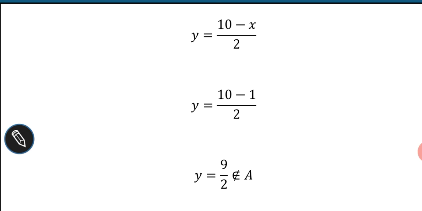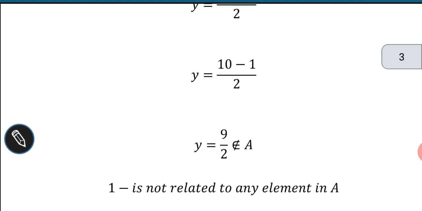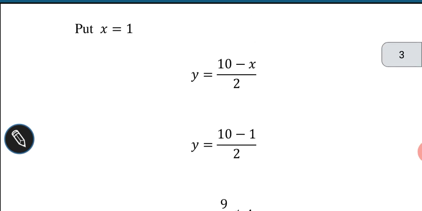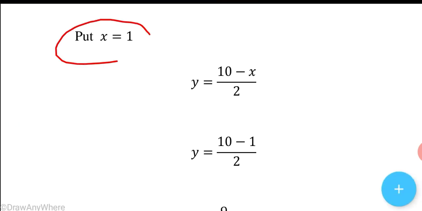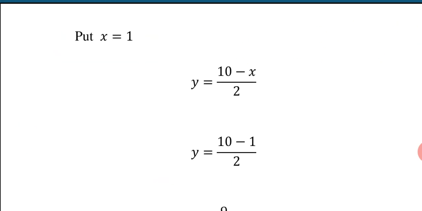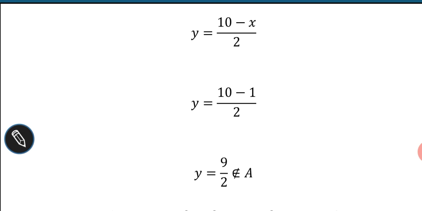So y is equal to 9 by 2, but 9 by 2 is not an element of A. 9 by 2 is a fraction, but A is the set of first 10 natural numbers. So y equal to 9 by 2 does not belong to capital A. So we can write that 1 is not related to any element in capital A, because y is equal to 9 by 2, which does not belong to capital A.